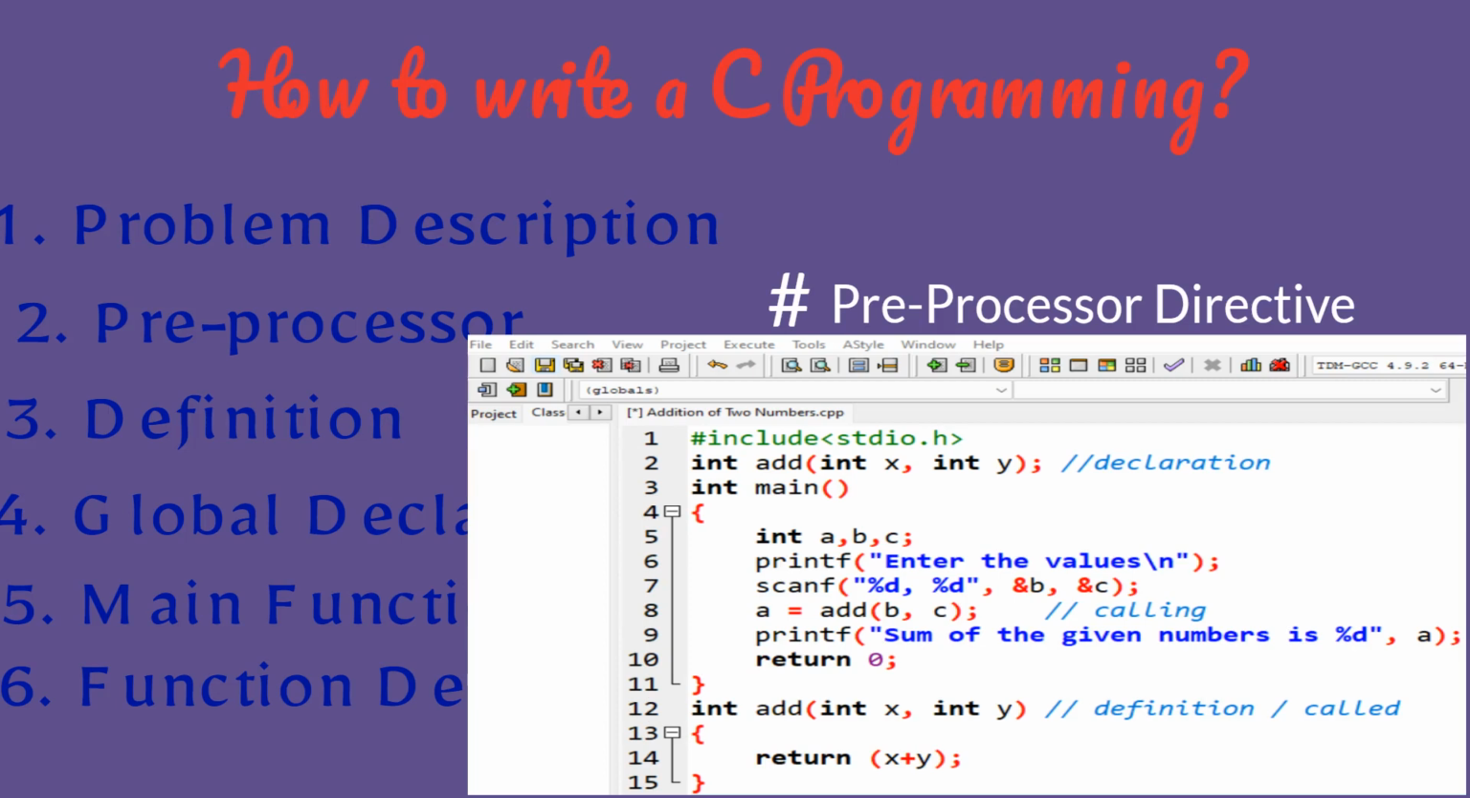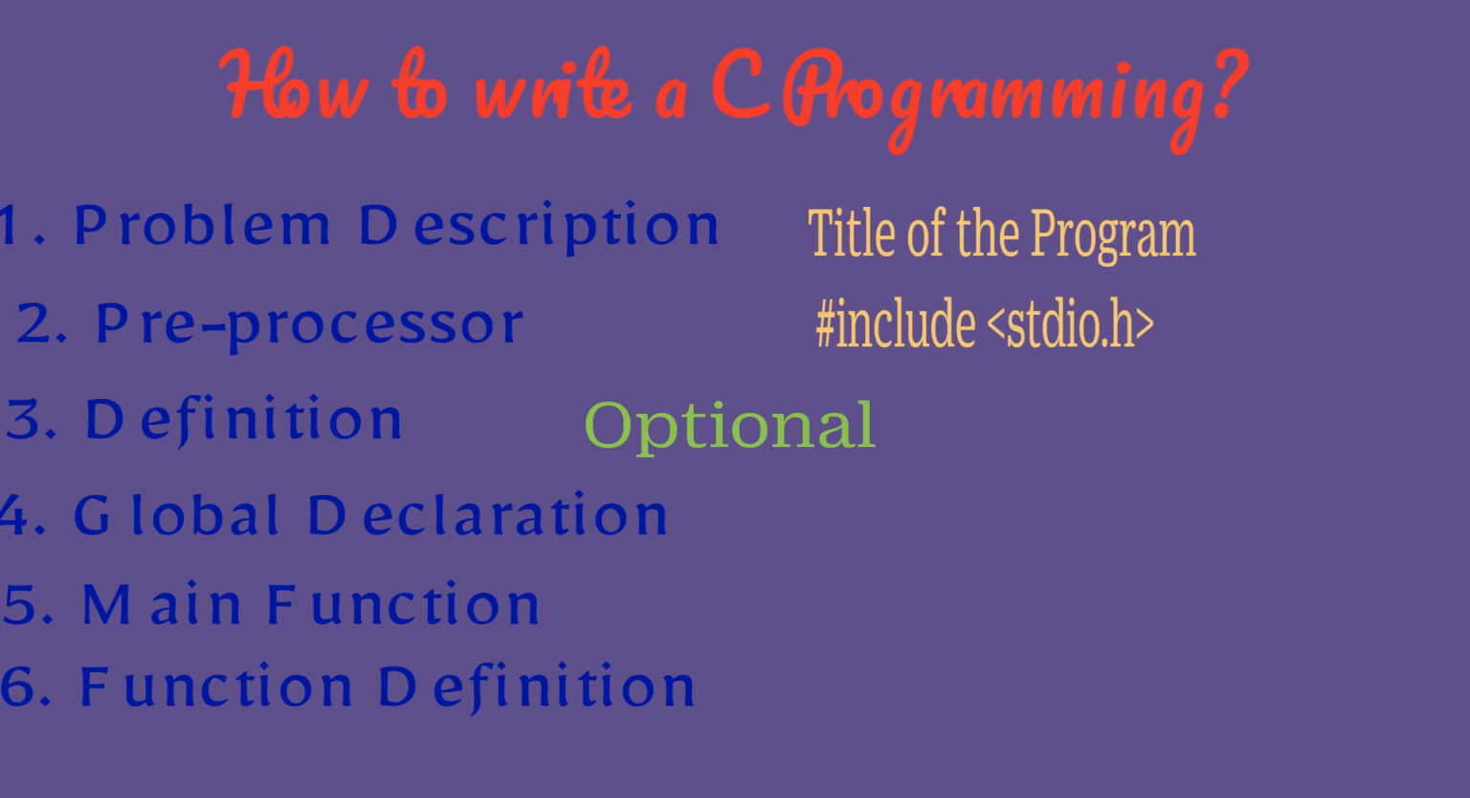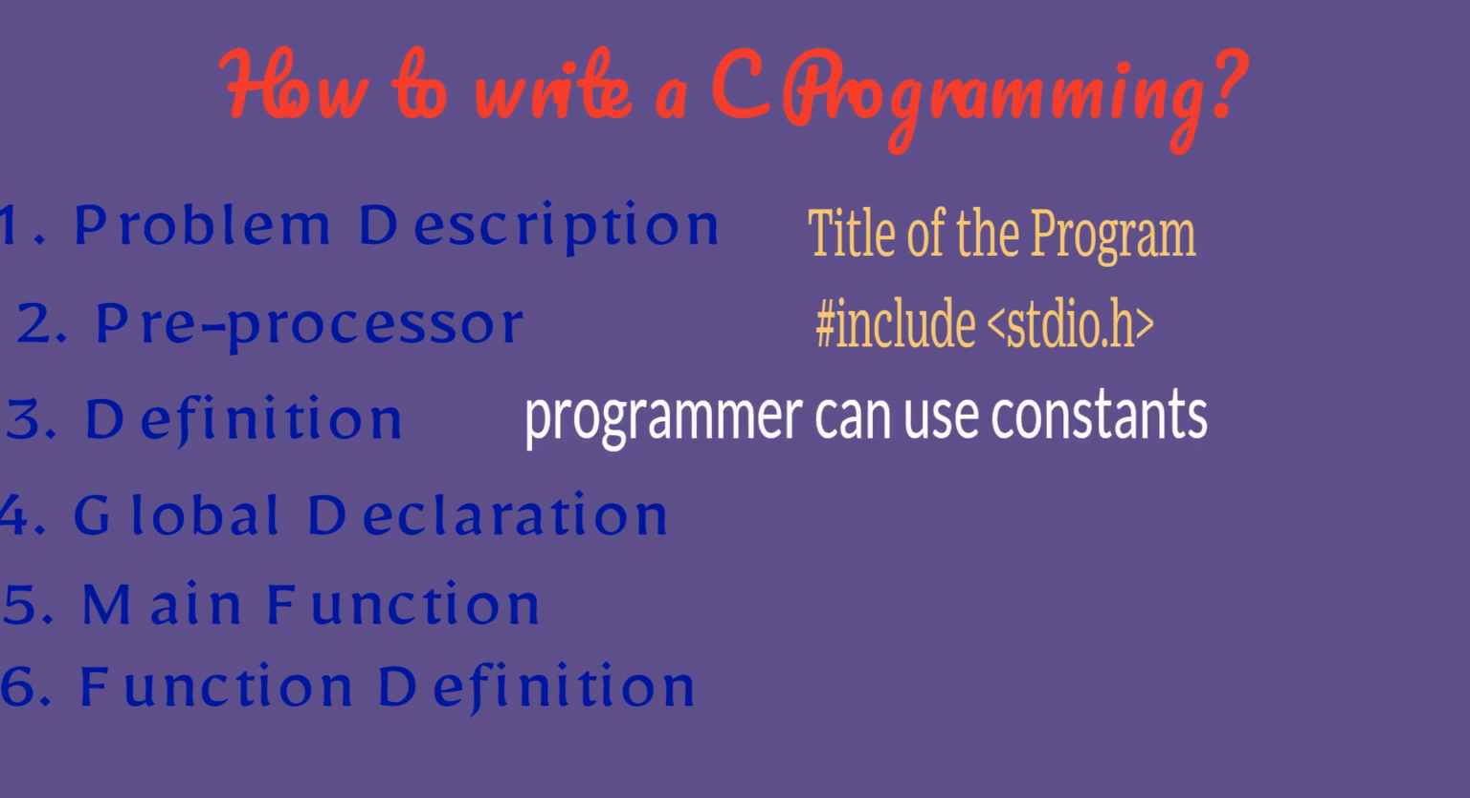Next, third, definition. It is an optional section. One can create any constant in the definition section and inherit its value into the program. For example, if the programmer wants to use the constant pi, for which 3.14 is its value, it can be included here. In addition, the define section allows one to use constants inside the code while replacing the constant with its value.